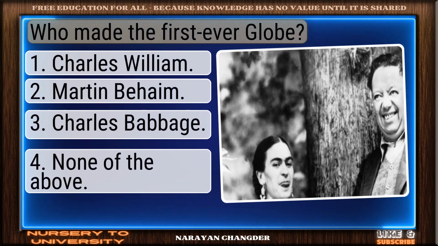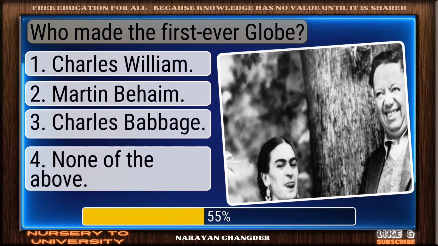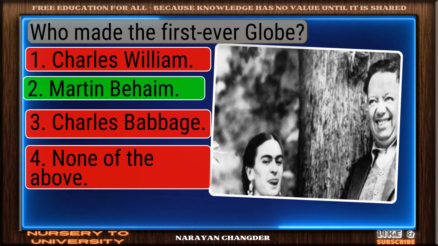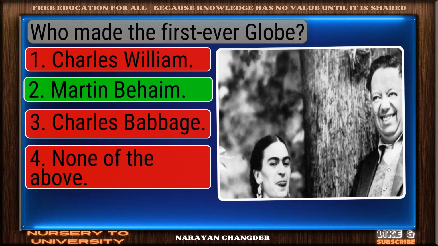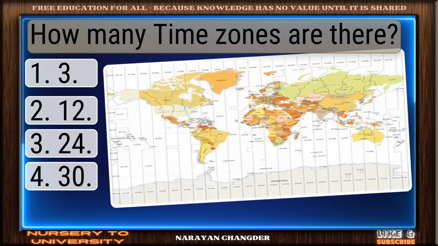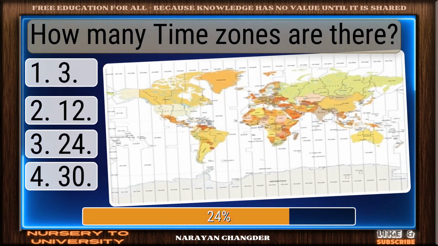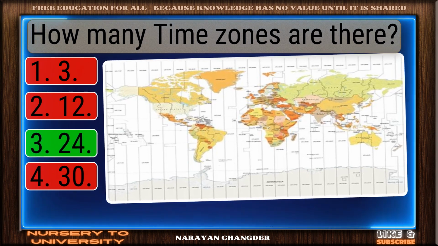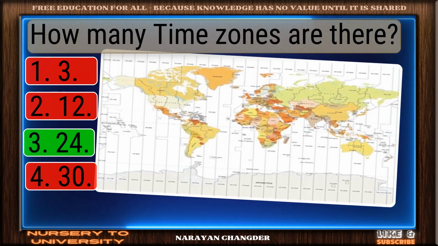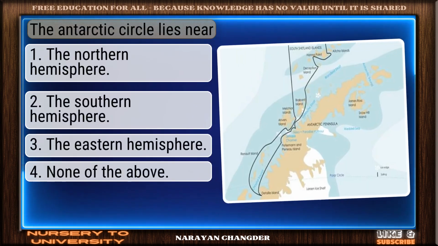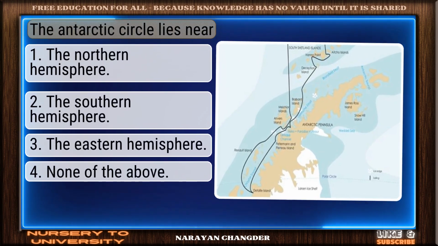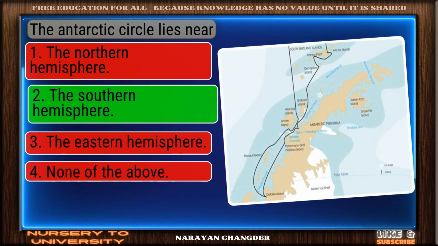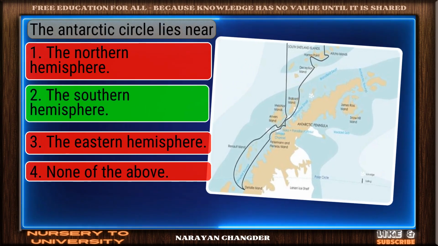Who made the first ever globe? Exactly. Martin Behaim makes sense, and it is the right choice. How many time zones are there? Clear logic. Your choice 24 is sound and 100% true. The Antarctic Circle lies near. On track. The Southern Hemisphere is the correct answer.